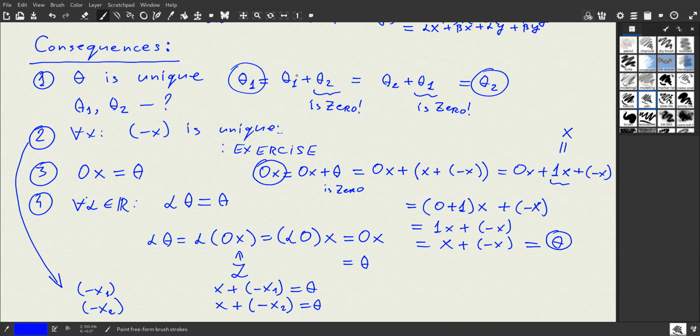Again, you see what we started to do here. When we had assumed that there are two thetas, we can freely add the other theta to the first one. Let's do something a little bit similar here. So minus x1 is obviously equal to minus x1 plus theta. Correct? Now, what is theta? Minus x1 is carried over, but theta is x2 plus minus x2.